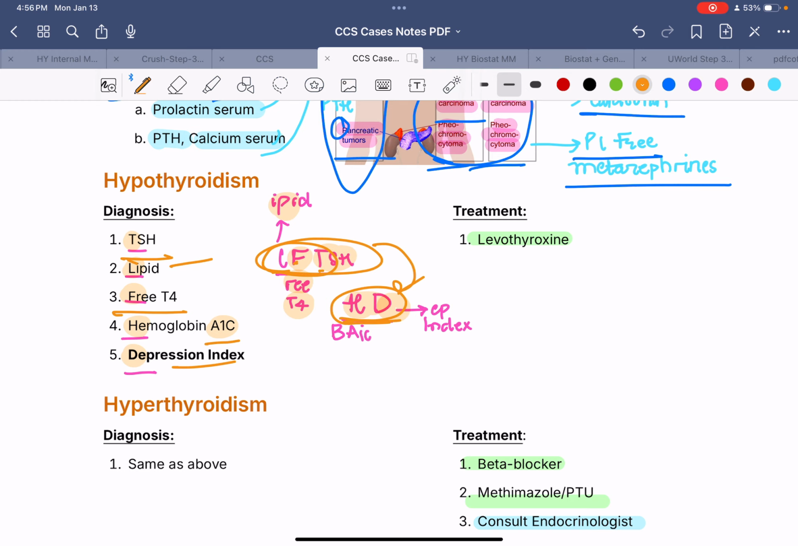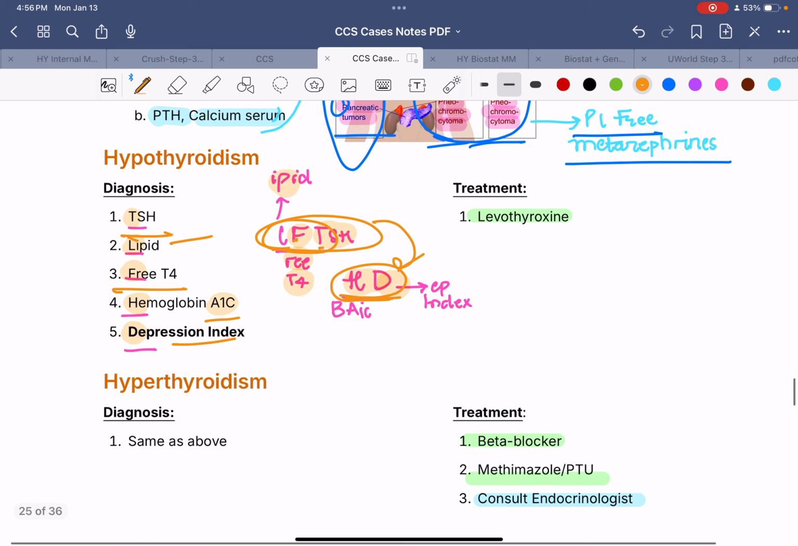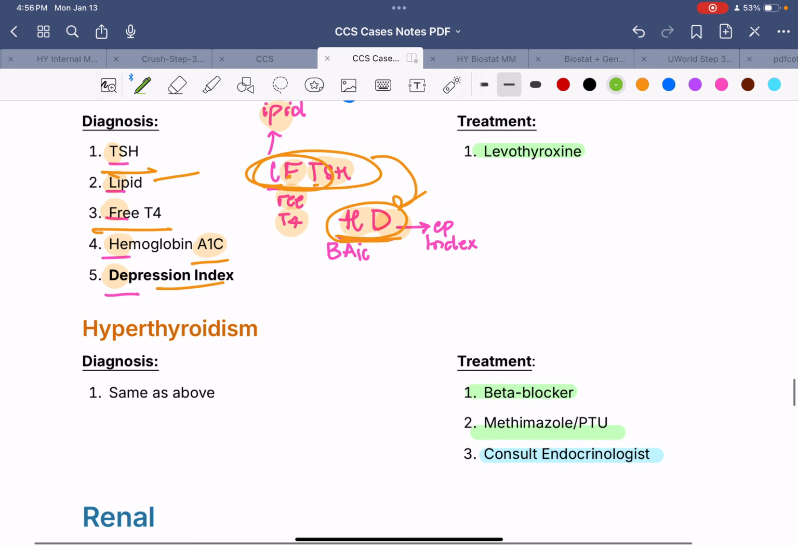Next off, for hyperthyroidism, the battery of diagnostic tests is also going to be similar. So it will be LFT, HD, so L for lipid profile, F for free T4, T for TSH, H for hemoglobin A1C, and D for depression index. But the treatment would be slightly different, and the goals of treatment would also be slightly different.